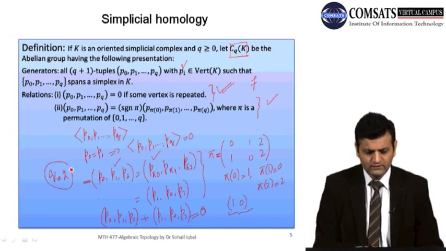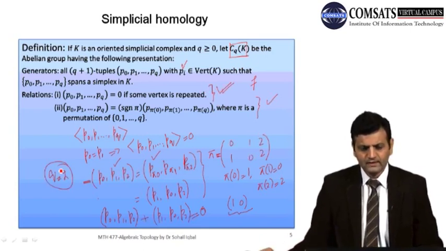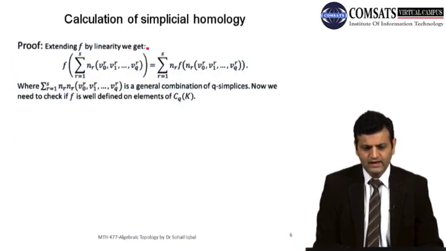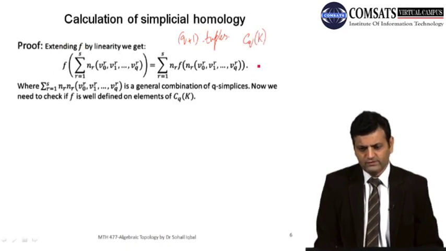In this case, we have taken Q equal to 2. So these are the relations in CQK. If we want to extend this F, which we first extended to Q plus 1 tuples, now we want to extend this to CQK. So what's the difference between Q plus 1 tuples and CQK? CQK is the collection generated by all Q plus 1 tuples together with some relations.